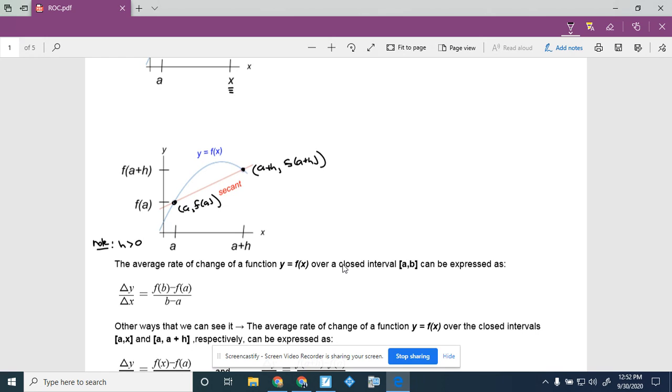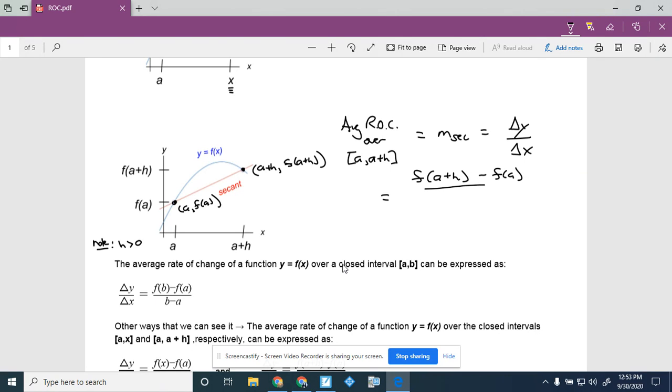Now if I want the average rate of change over the interval a to a plus h, again, that's just m secant, just the slope of the line. Again, it's change in y values, so f of a plus h minus f of a, all over a plus h minus a. But now what happened here, which is a little interesting, is you can simplify this. These a's are going to sum to 0.